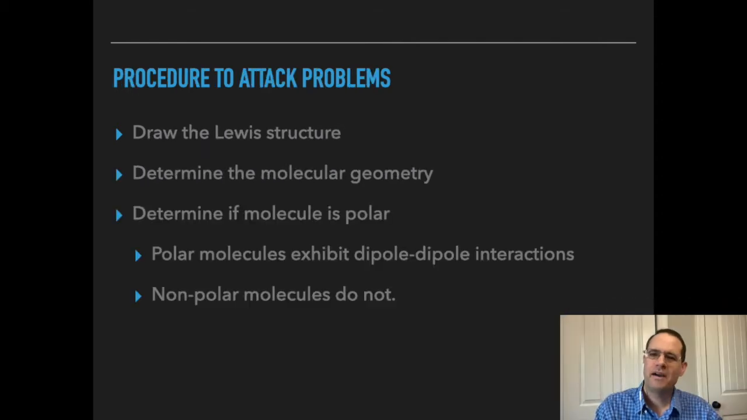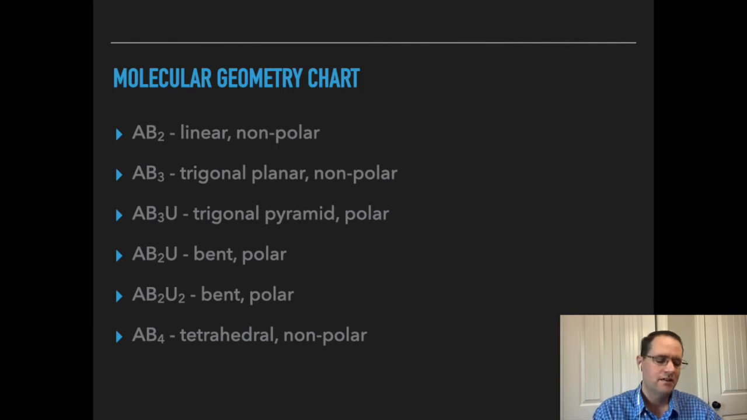We want to remind ourselves that Lewis structures are going to be drawn, and then we need to determine if the molecule as a whole is polar. If the whole molecule is polar, we say that it has a net molecular dipole, and it's going to exhibit dipole-dipole forces. This list here is a list of all the things we need to memorize, okay?